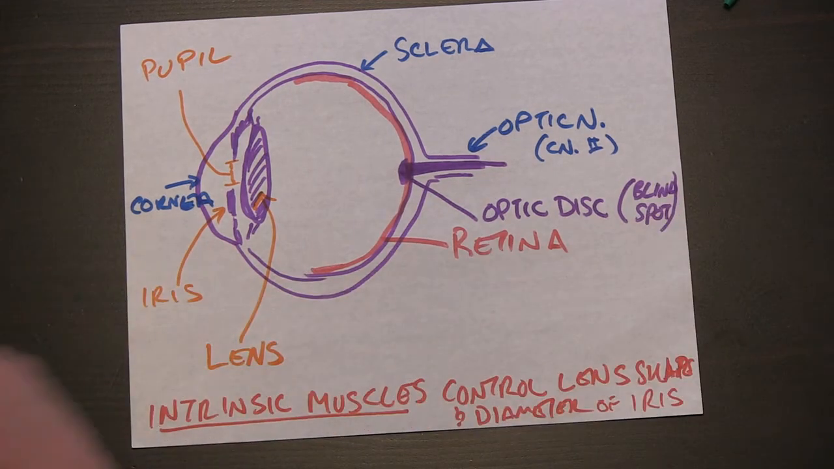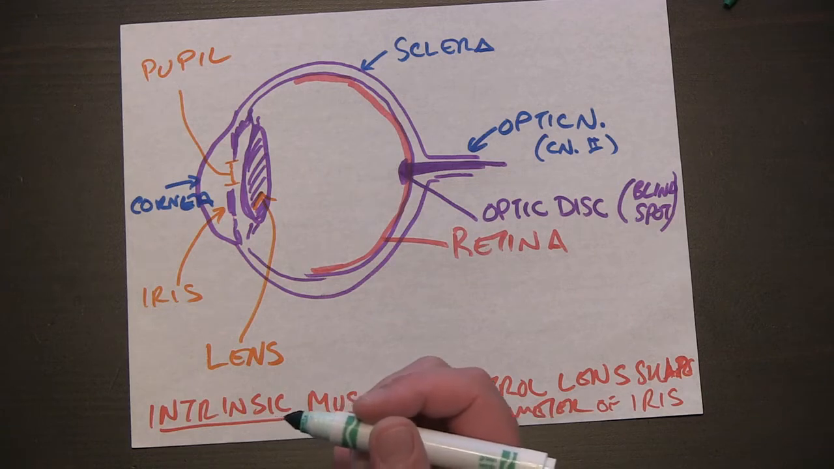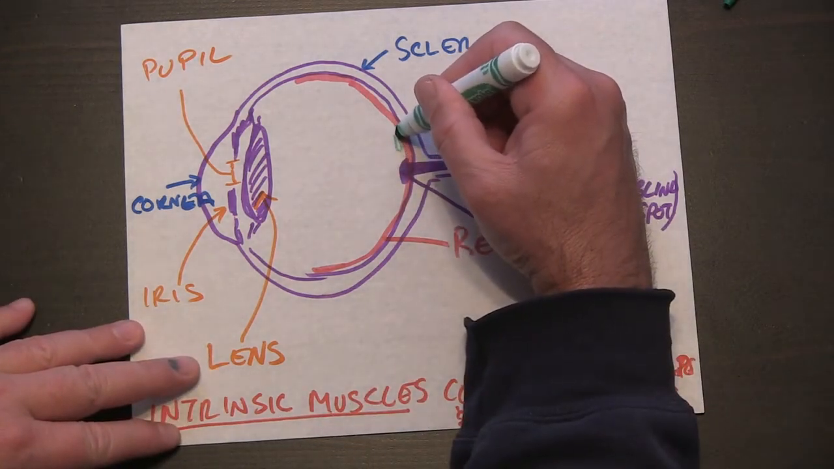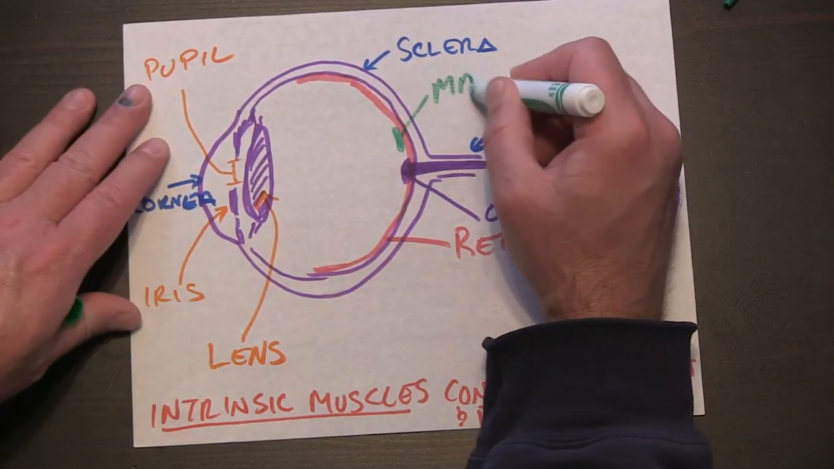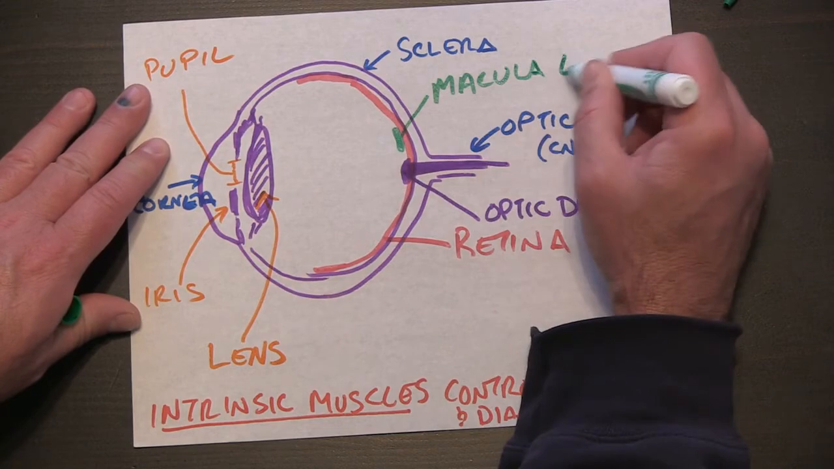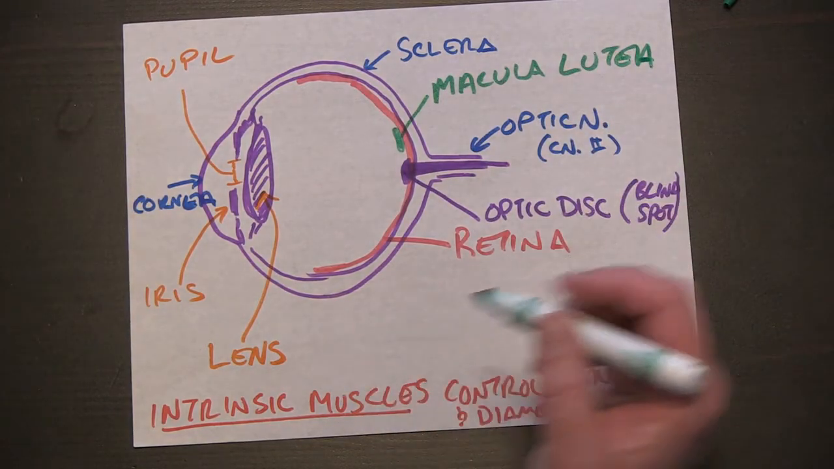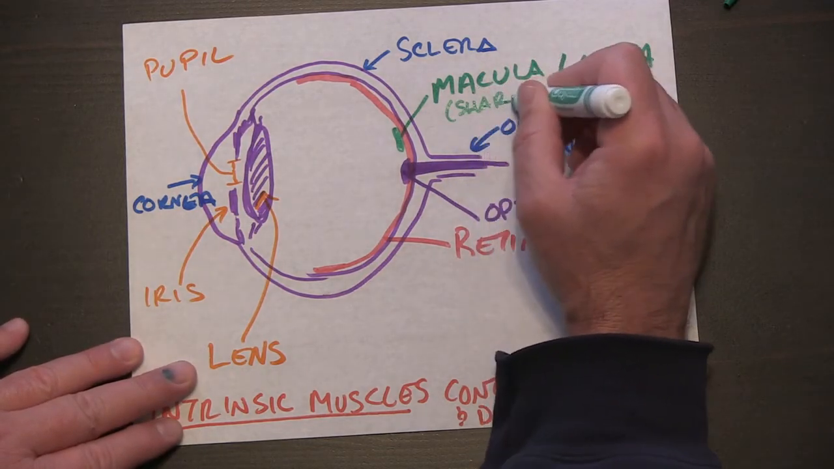And there's a region called the macula lutea. I'm just going to draw it here. And this is the retinal area with the sharpest vision.